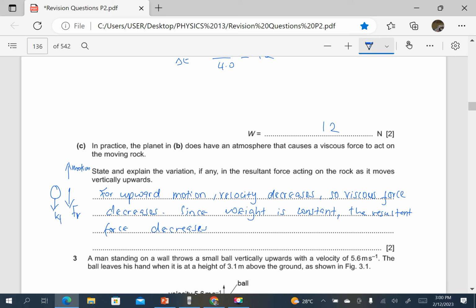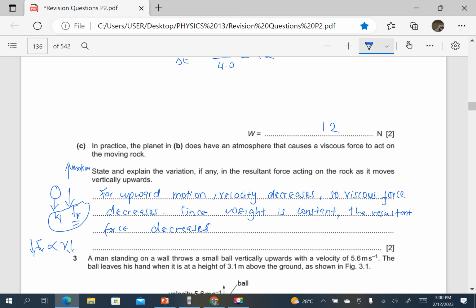So if it is moving upwards, the velocity decreases as it goes against gravity. Remember, viscous force depends on the speed. Viscous force is directly proportional to speed. Moving against gravity, speed must decrease, meaning the viscous force decreases. And remember, the resultant force is the sum of the weight plus the viscous force. So the resultant force decreases.